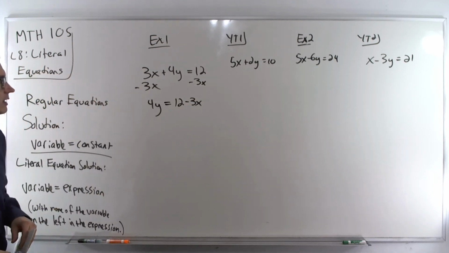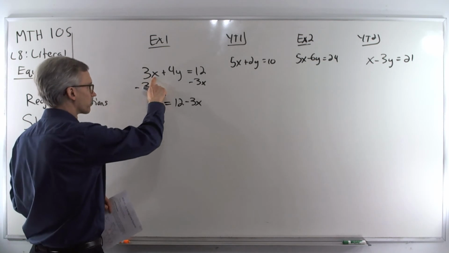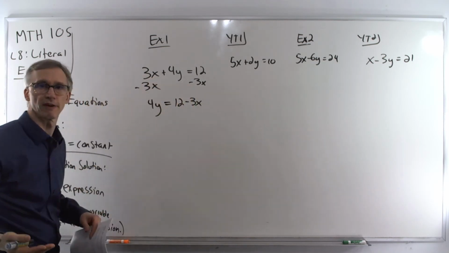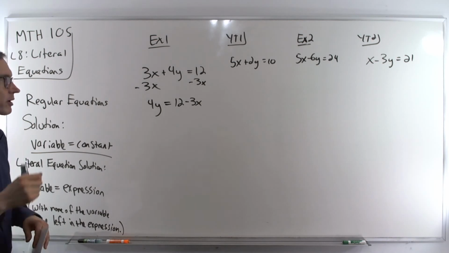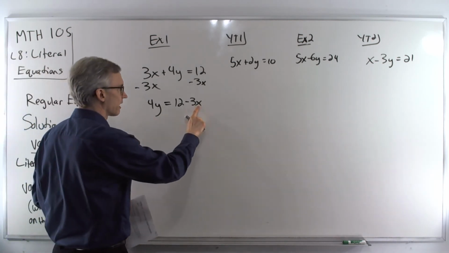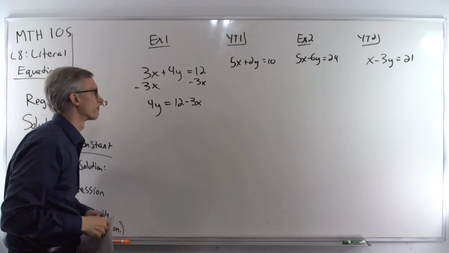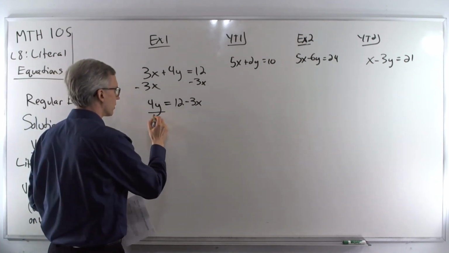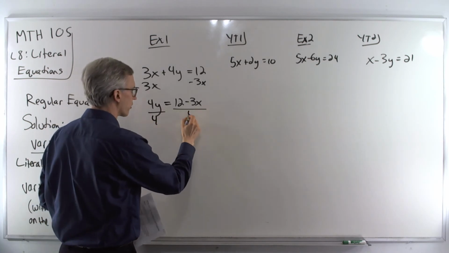Now in solving a lot of equations, we might have a number over here, so when we subtract, we'd be able to combine these two into one number. So that helps simplify the process. Literal equations are more complex because we have to keep that variable and then keep the expression. Next step, to get y by itself, divide both sides by 4.